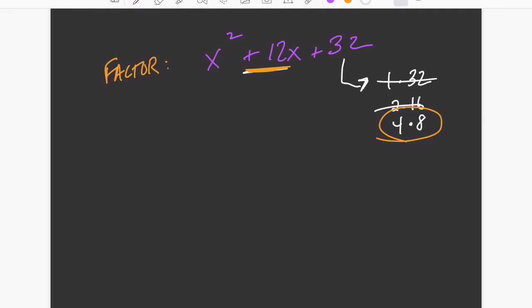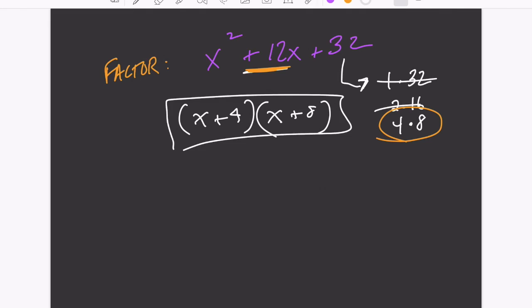So right now I'm going to do this. Put my x's in. I know it's always going to look like that. And since they're both positive, I have a plus 4. I have a plus 8. Those are my factors. And I'm going to check my answer by distributing. So x times x is x squared. X times 8 is positive 8x. 4 times x is positive 4x, and 4 times 8 is positive 32.